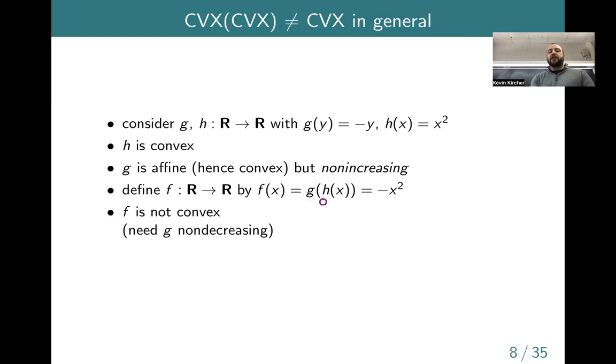So the composition, g of h of x, is just negative x squared. And that is not bowl-shaped, right? It's concave. So this is one simple counterexample that shows why you need to be careful with just convex of convex. You need to look at the curvature and the monotonicity properties as well. Does that make sense?